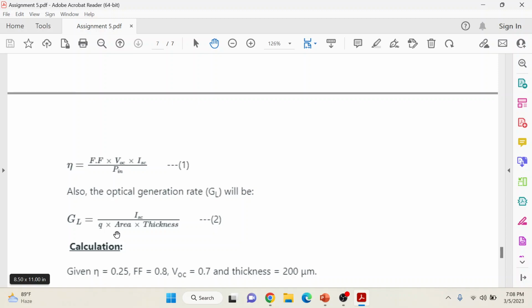Okay, sir. Now I can calculate. You only have to calculate I_SC. Put the values directly, and you will get the answer. Yes, sir.